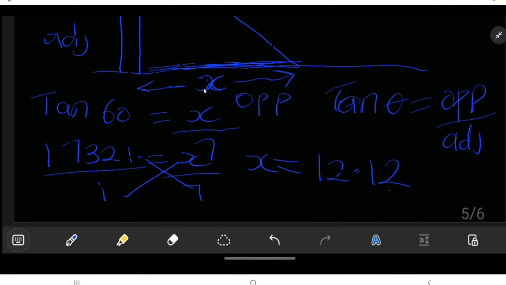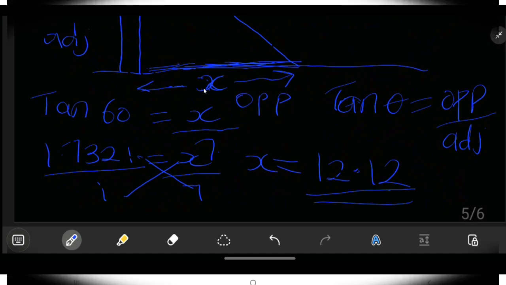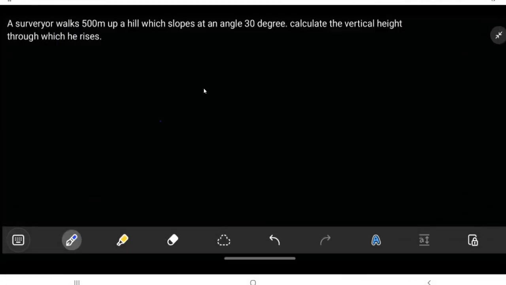So 12.12 is our length of the shadow. Okay, let's take a look at this. It says a surveyor walks 500 meters up a hill which slopes at an angle 30 degrees. Calculate the vertical height through which he rises. A surveyor walks 500 meters up a hill.